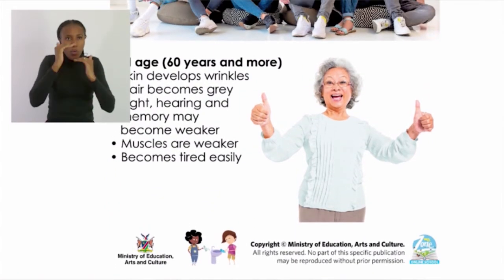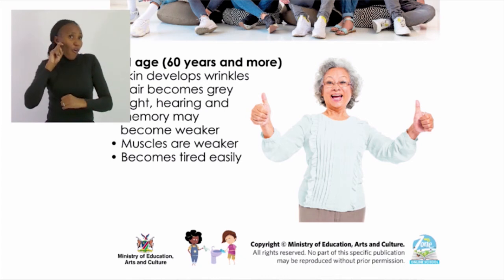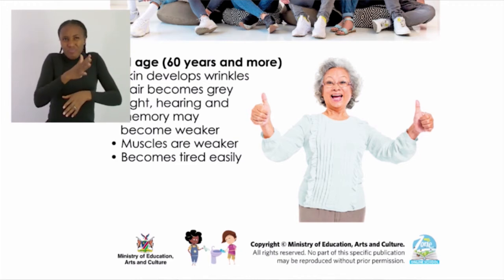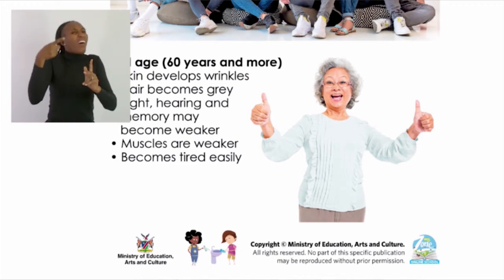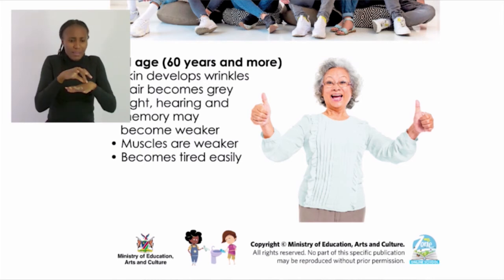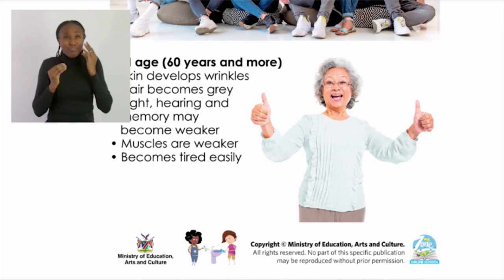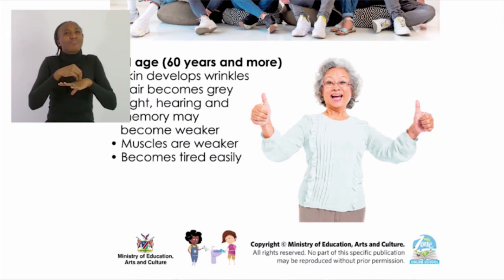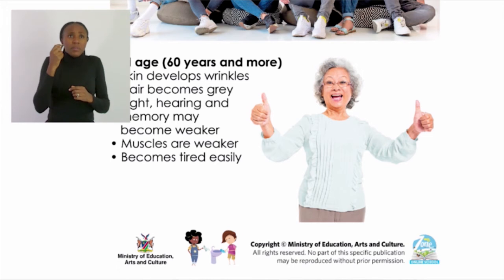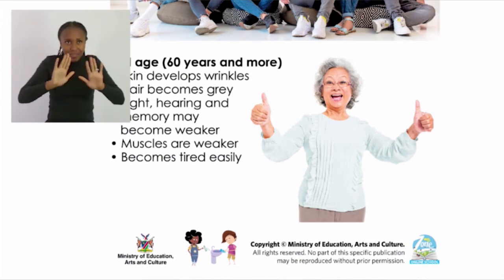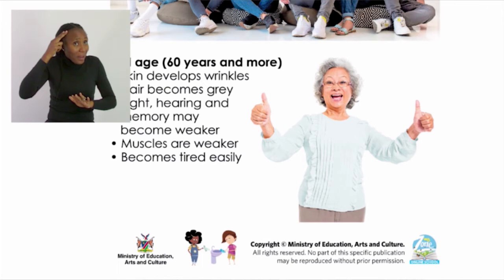Then we go to the final stage of life. That's old age. These are the grandmothers and the grandfathers. They are 60 years and more. What happens to them? Their skin develops wrinkles. It means the kind of spots and falling skin. Hair becomes gray. Normally you hear people saying that I'm having a white head. It's normally not white, but gray. Their hair changes from being black or dark or brown and becomes gray.